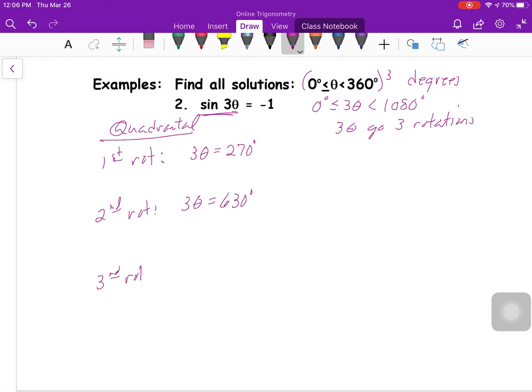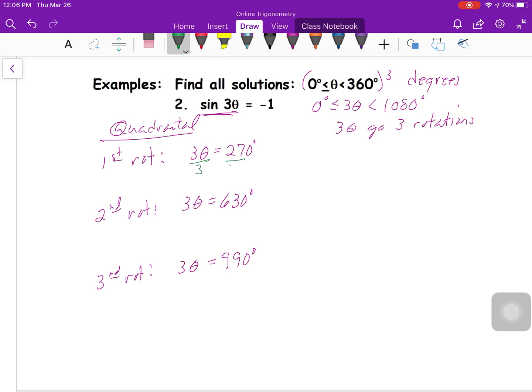And on the third and final rotation, we'll add yet another 360 to that 630, and we end up with 990. So 3 theta is equal to 990. Now keep in mind, none of these are our answers yet. We have to go through and divide by 3 on each of them.